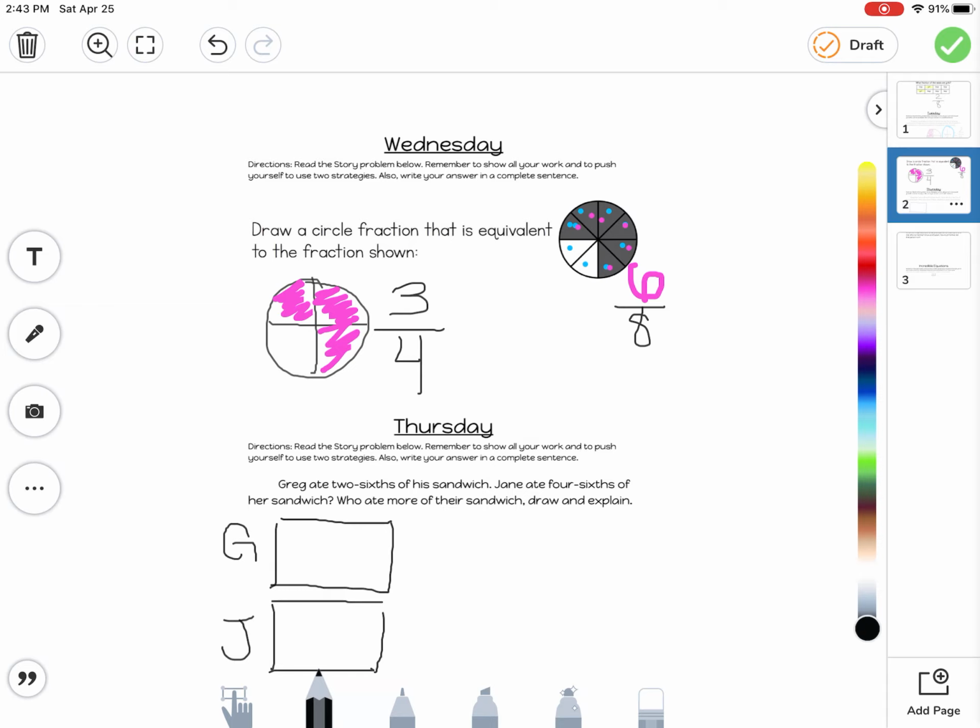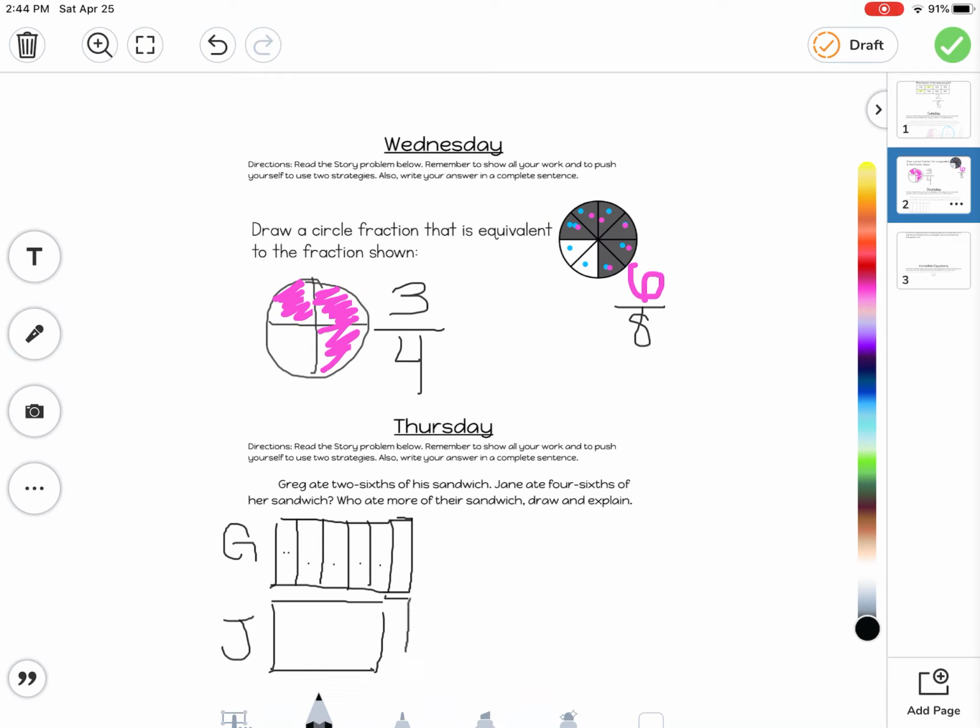So now I'm going to cut it into 6. I'm going to count to make sure I did 6. 1, 2, 3, 4, 5. Oops, nope. You know what? I'm going to just draw this little section over here to make 6. So 1, 2, 3, 4, 5, 6.